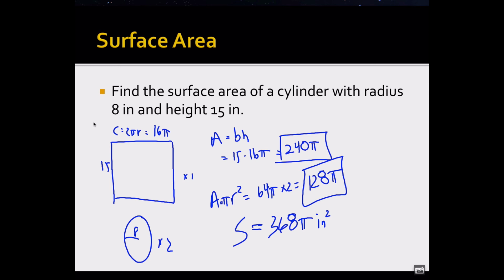Are we always going to keep an exact form, or do we have to do a decimal? It depends on the problem. Since I didn't specify in this case, either one would be acceptable. What's 368 times pi, someone? 1,156.1. Thank you. 1,156.1. Yes. Okay, beautiful.